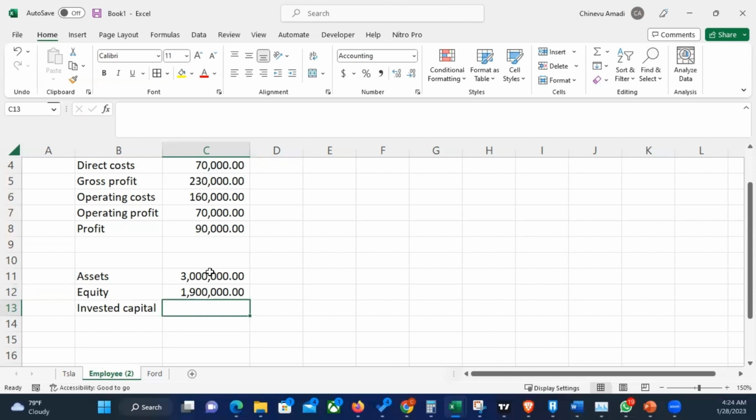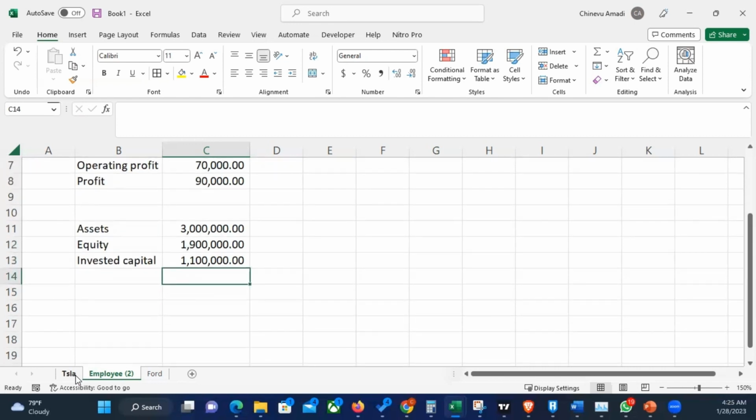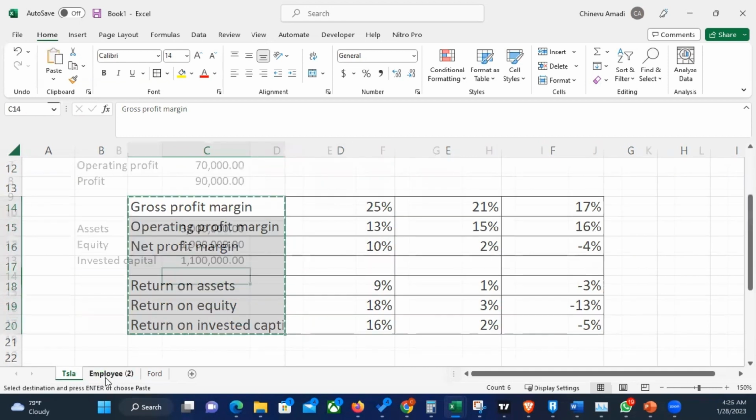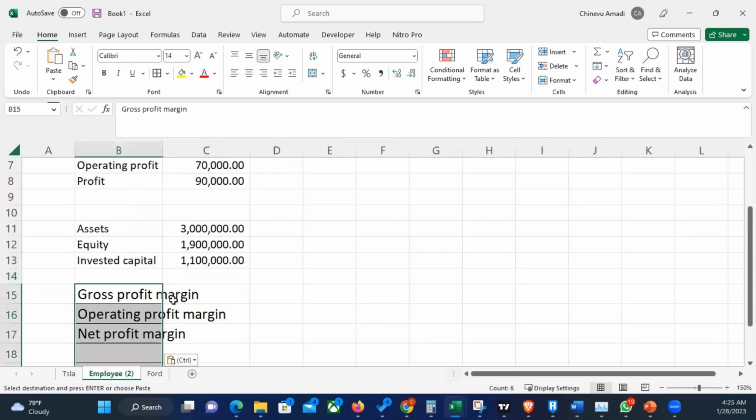Now, invested capital. You know the saying that it takes a community to raise a child, right? Let's say for invested capital, your spouse, if you're married, invested money, family, people you took loans from, to be able to make that switch, right? So let's say it's 1.1 million. Same way as for a business, you can also make this analysis for yourself as an employee.